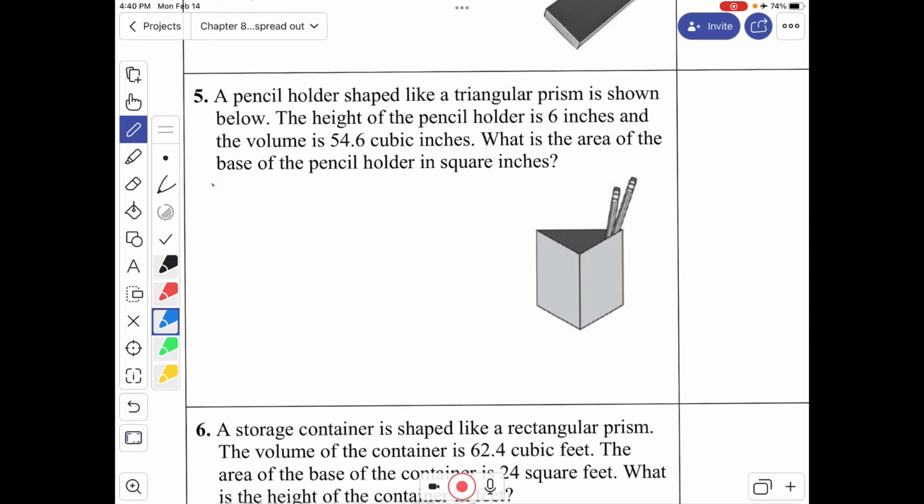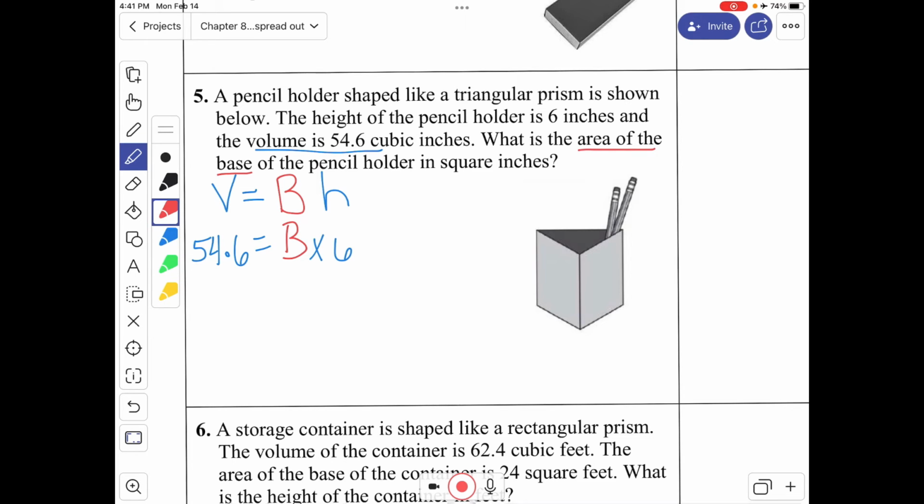The problem's talking about volume, so I want to start with the formula for volume, which equals area of the base times the height. And it says the height of the pencil holder is 6, so I can plug in 6 right there. And it says the volume is 54.6, so I'm going to put that underneath the V. And what they're asking me for is area of the base. So they're asking me for the capital letter B.